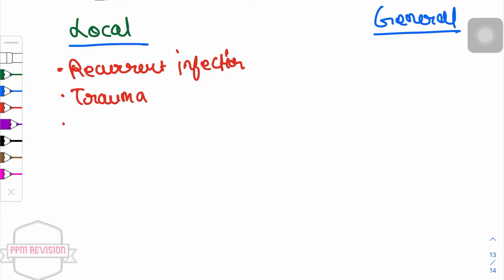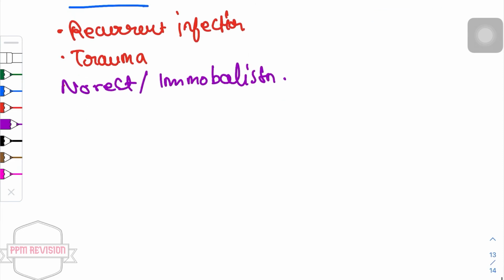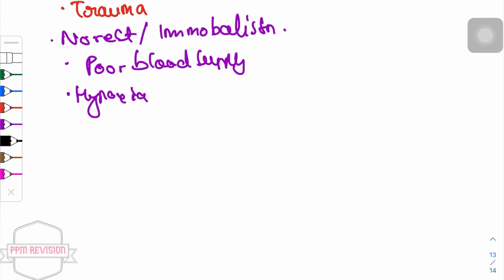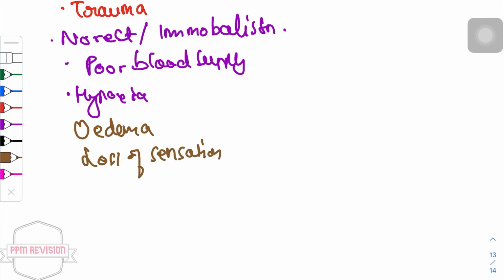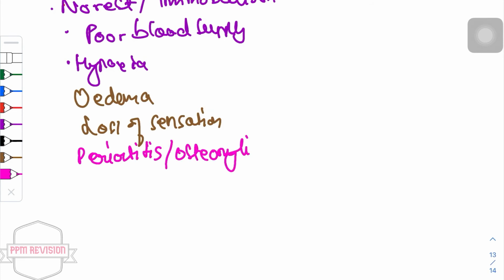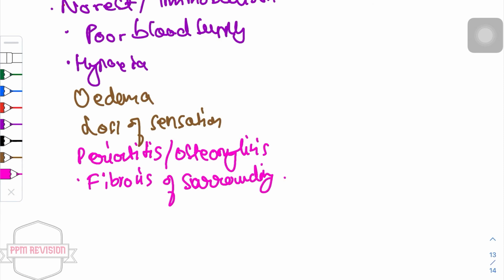There is absence of rest, so no rest or no immobilization, and there is poor blood supply as well as hypoxia, edema, and loss of sensation. There is also periostitis or osteomyelitis, and fibrosis of the surrounding tissue. And there is lymphatic disease.